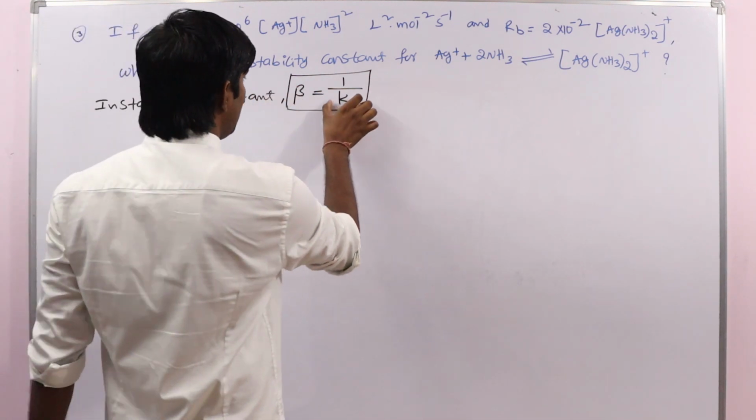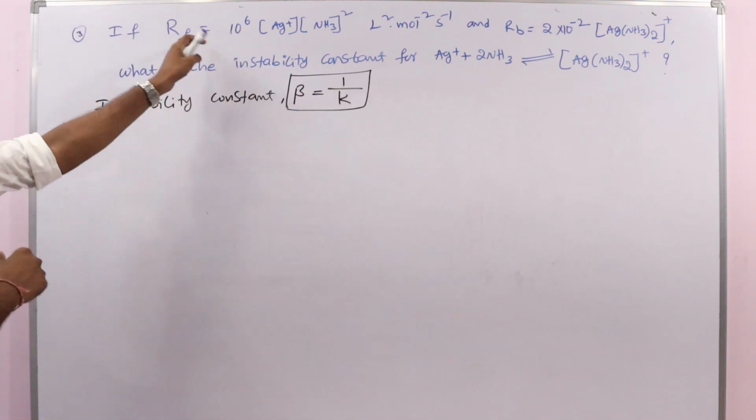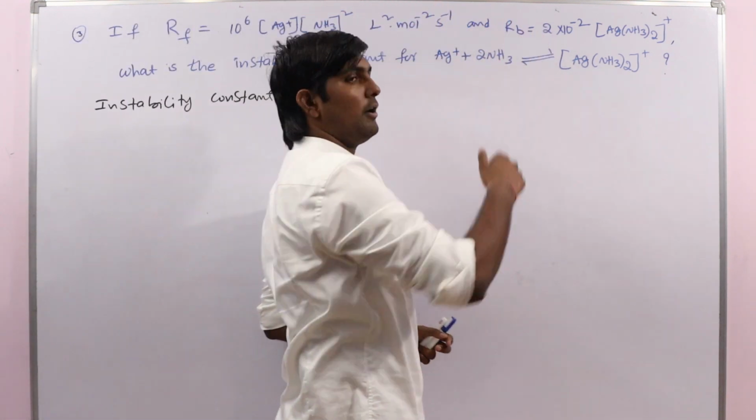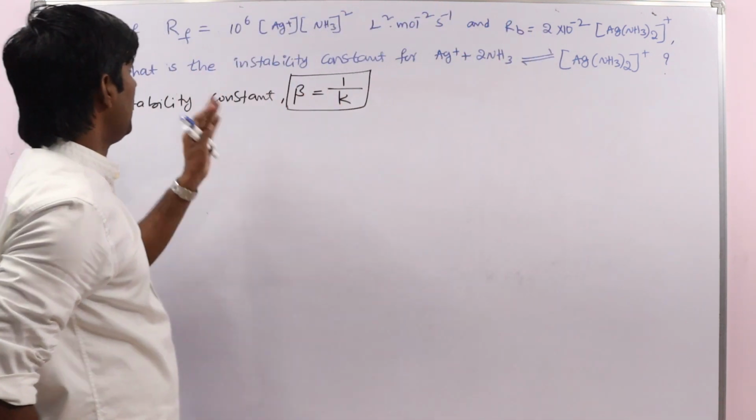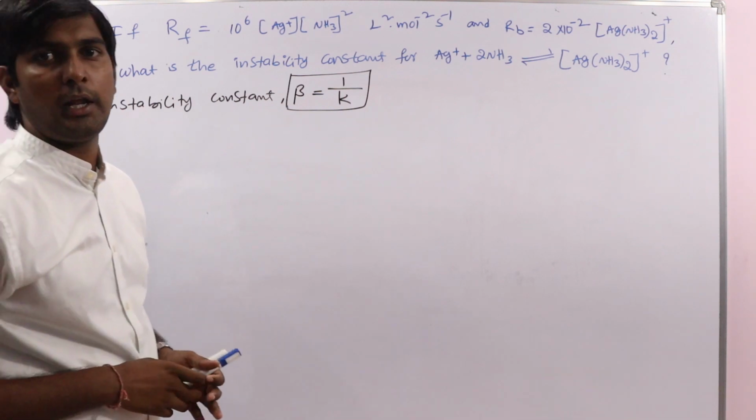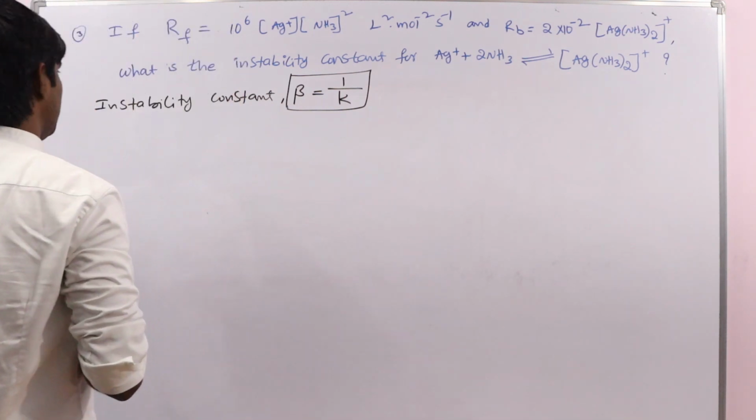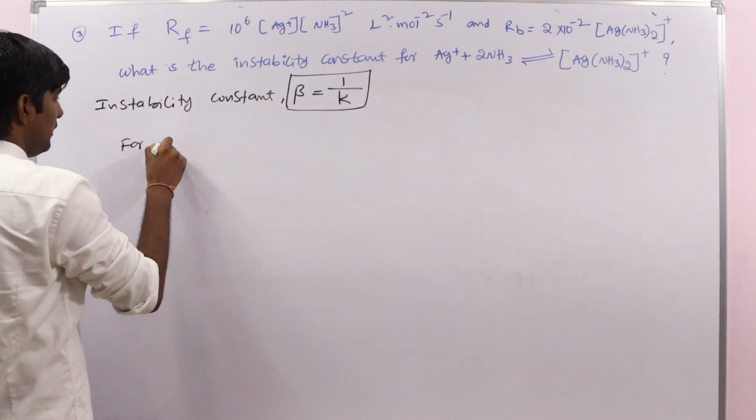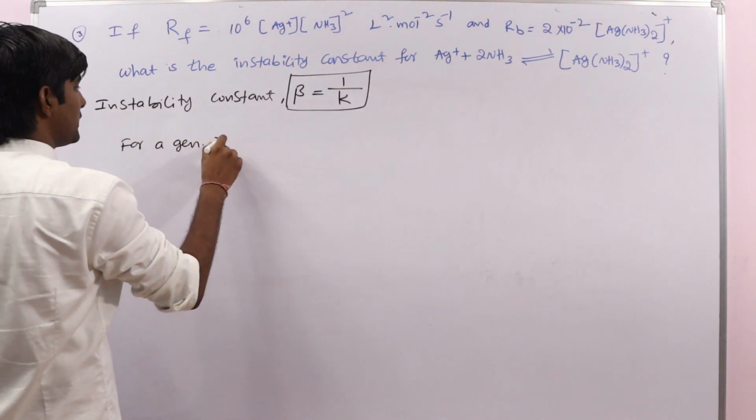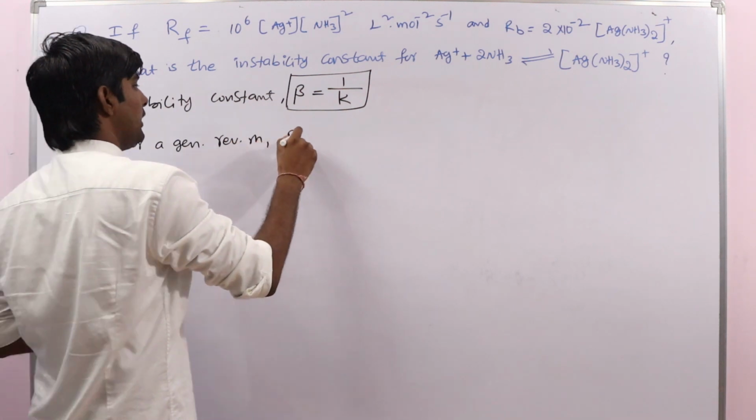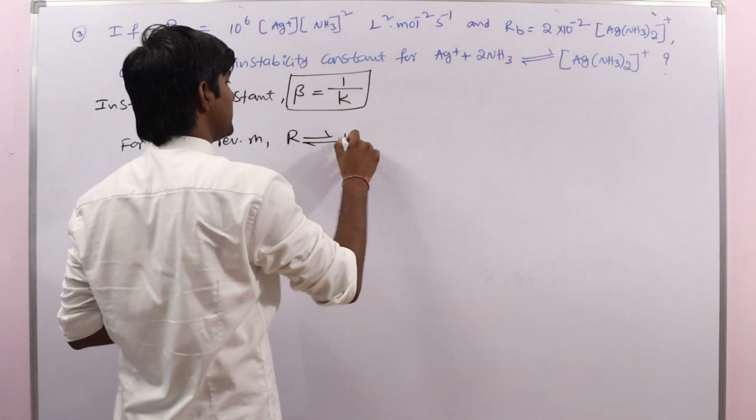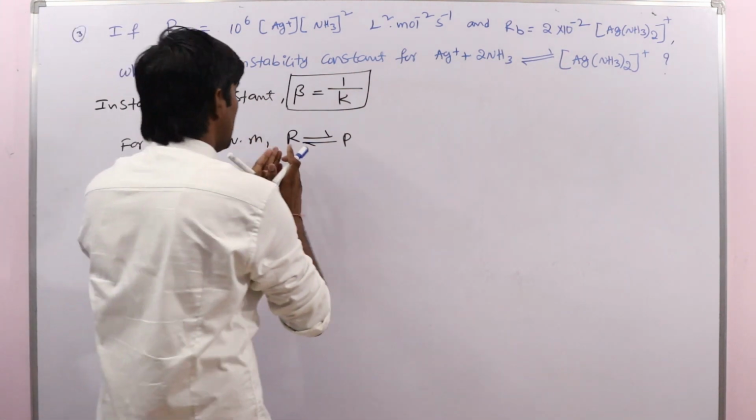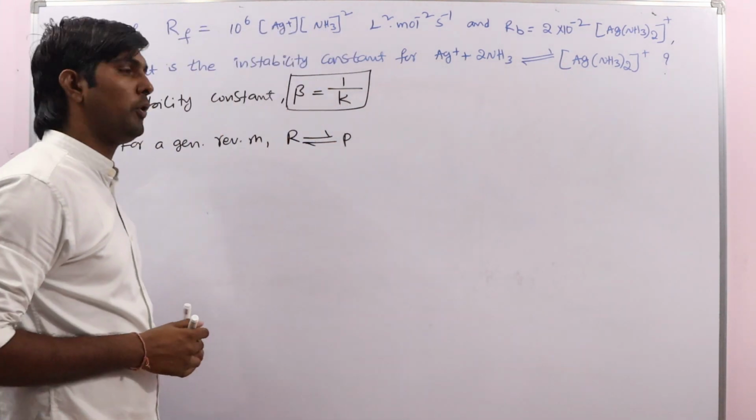But how can we calculate the equilibrium constant from the provided information? See here, the rate of forward reaction and the rate of backward reaction are given. Already we discussed this in chemical kinetics, once again we will discuss. Suppose we have a general reversible reaction, reactants give products. We are considering a general reversible reaction in which reactants are converted to products.